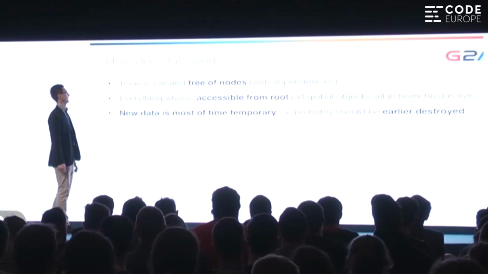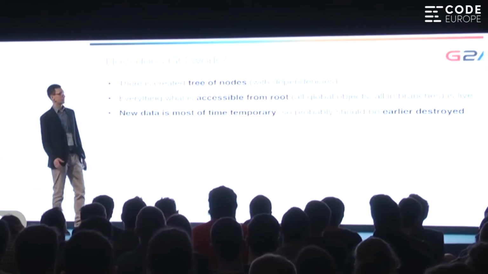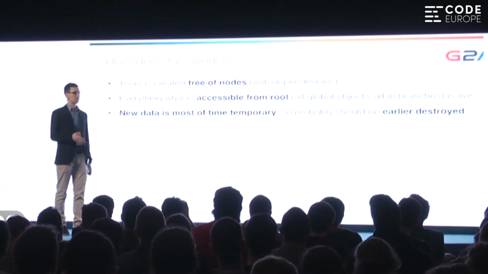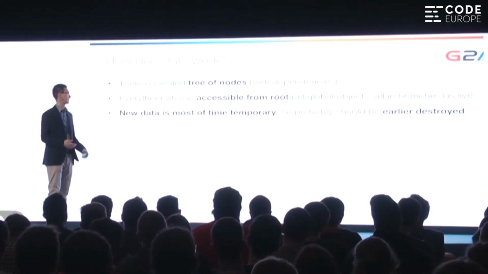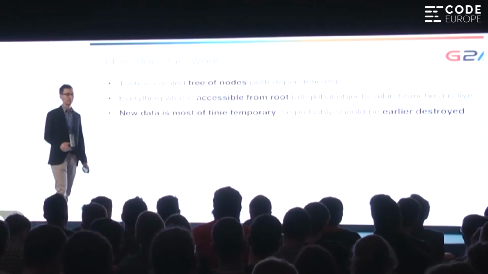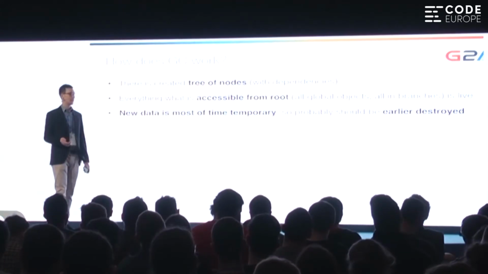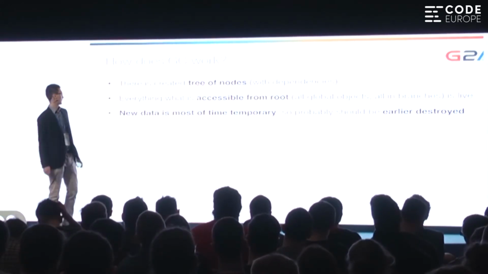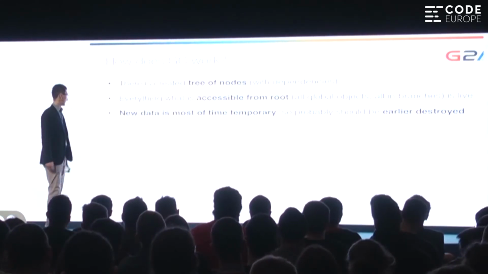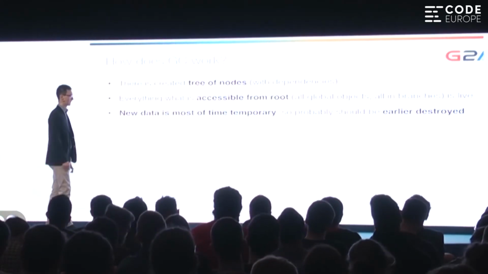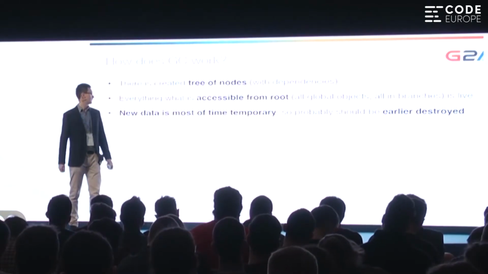So how does it work? It creates a graph of nodes with connections between them. That's important to define which values are live and which are not. If a variable is accessible from the root, so from window or global in Node, it means that it's live. Otherwise, it's just removed, actually deleted. It's pretty important that new data is most of the time temporary, so it should probably be destroyed earlier. This will be extended later.